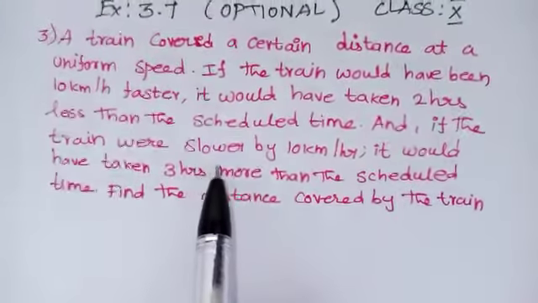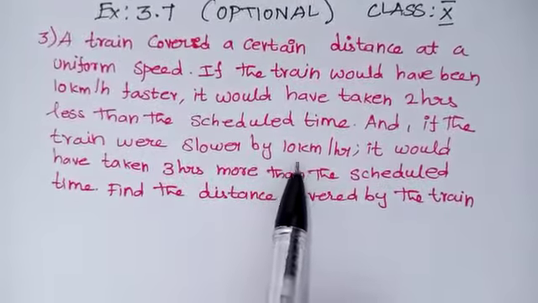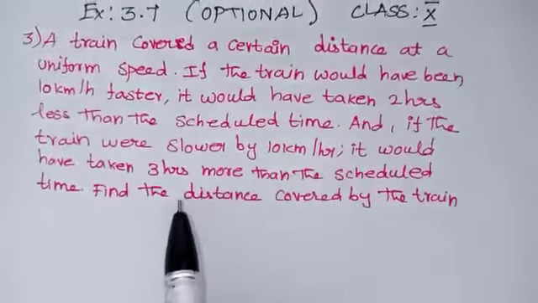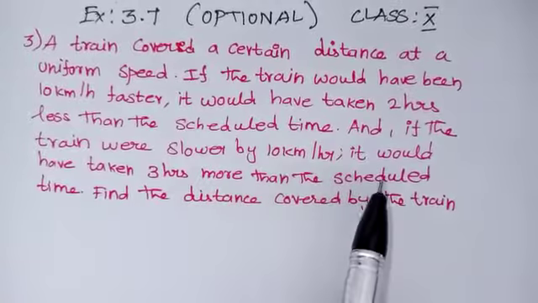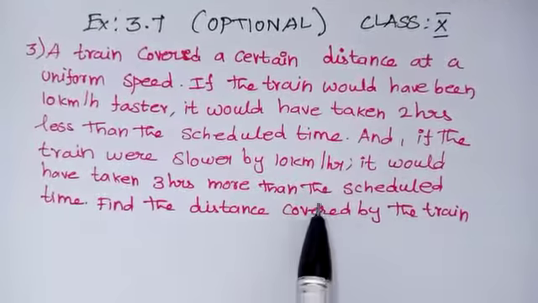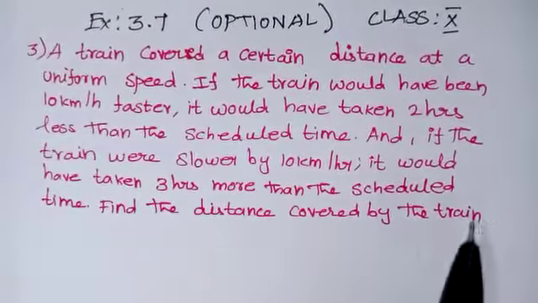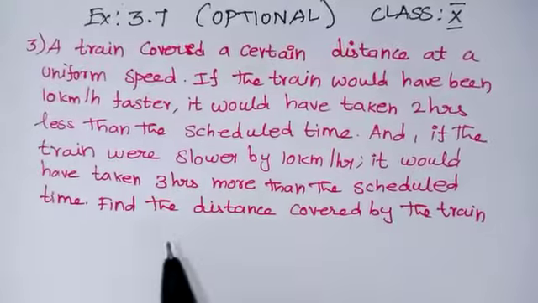And if the train were slower by 10 km per hour, if the speed is being reduced by 10 km per hour, it would have taken 3 hours more than the scheduled time. Find the distance covered by the train, they are asking. So in this question, we don't know what is the usual speed and what is the scheduled time. That is the usual time that it has taken.